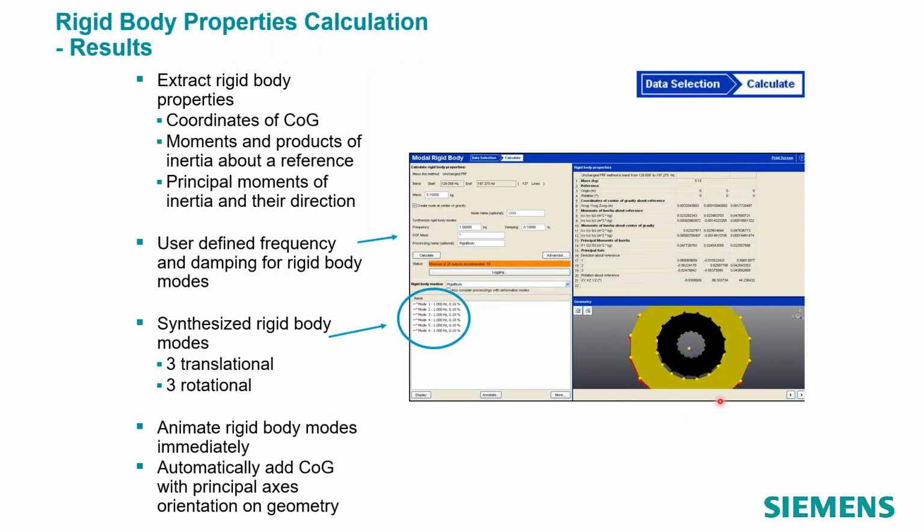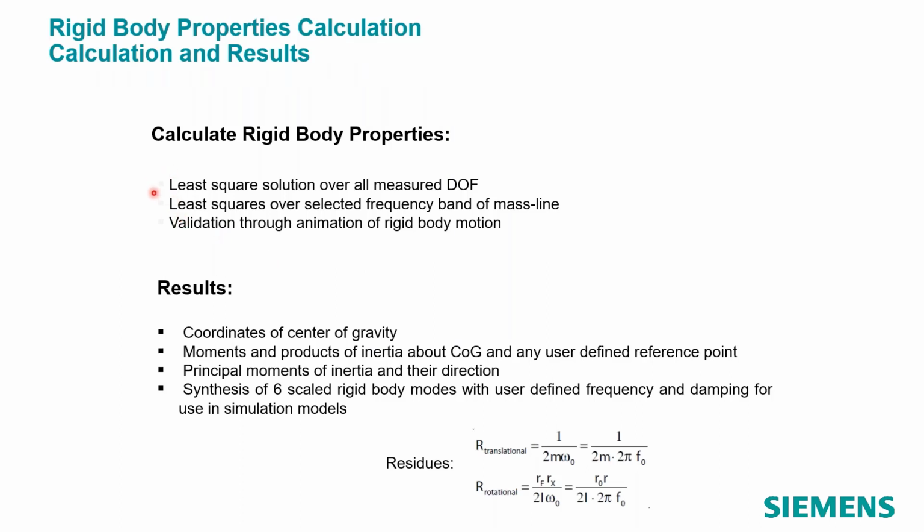Here I have a brake rotor, so I know it's symmetric, so I can expect where the center of gravity is going to be, at least in this XY plane. And then we calculate the rigid body as a least squared solution over all of the response locations. Also a least squared solution over the frequency band, all those spectral lines. And we validate it by animating the rigid body modes.